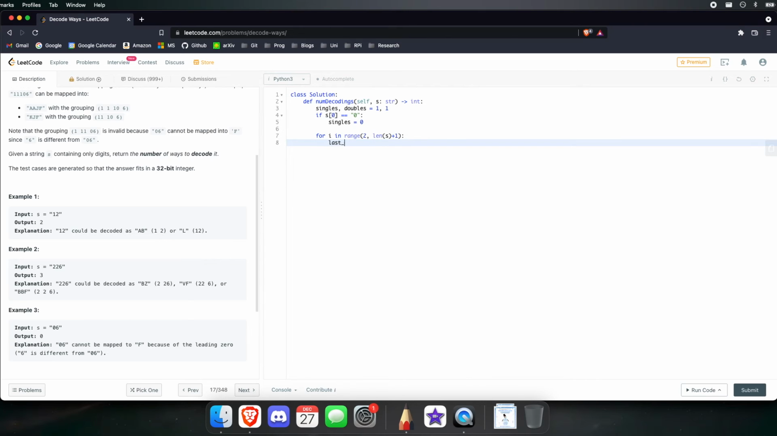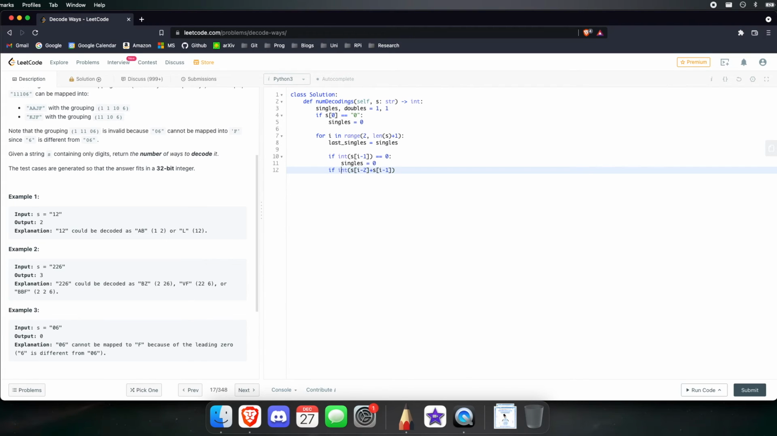Now let's store the last singles in a temporary variable, and if the previous number was a 0, then we want to reset our singles and set it equal to 0. Another if we want to do is if we convert to an integer the number 2 indices before plus the number 1 index before.